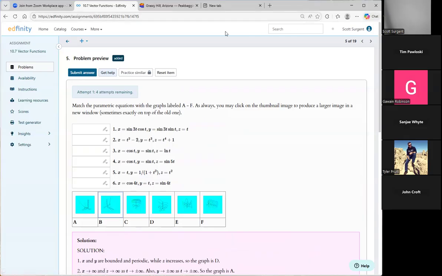Give me a second here. I'm going to stop the share. I'm going to try Desmos. All right, I'm going to try something here. I'm going to go to Desmos, and I don't guarantee this is going to work, so bear with me.